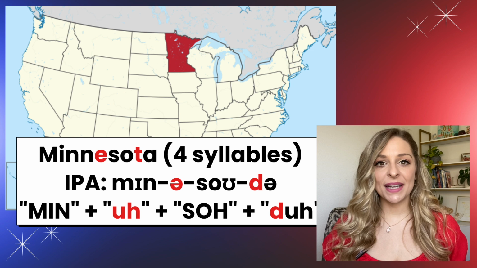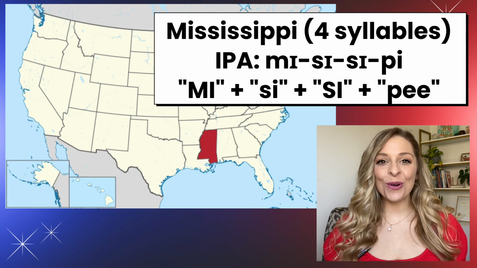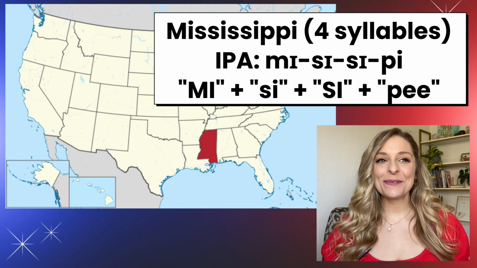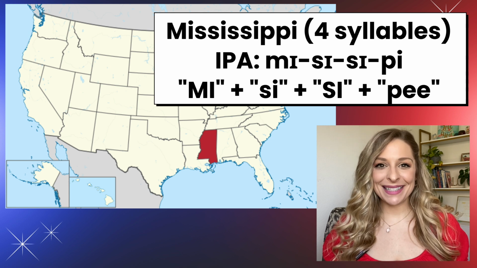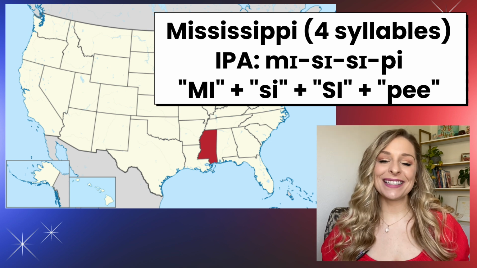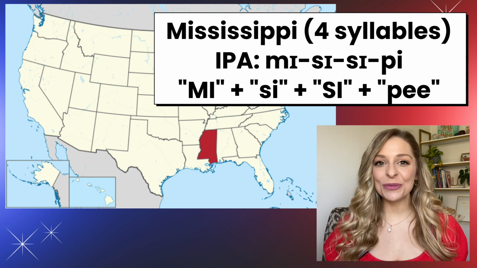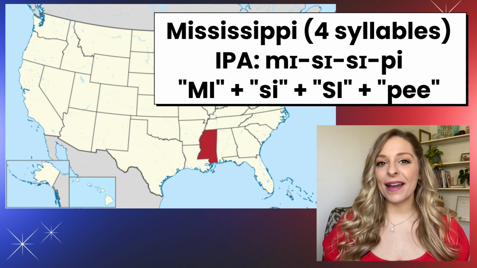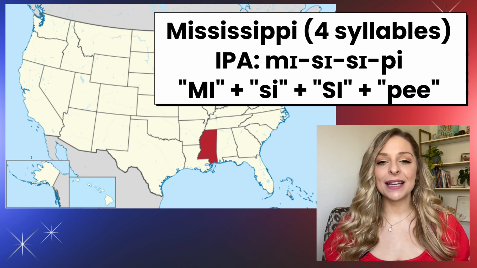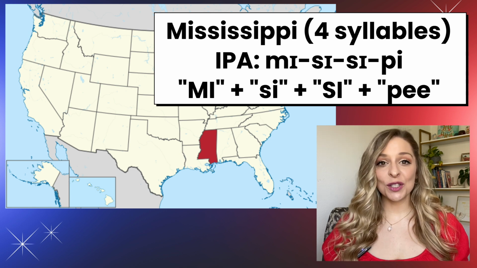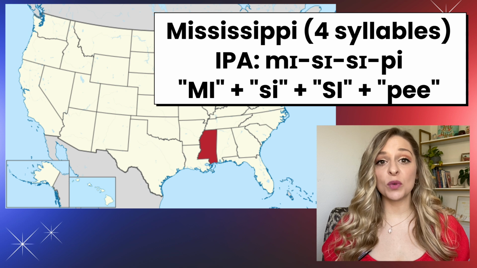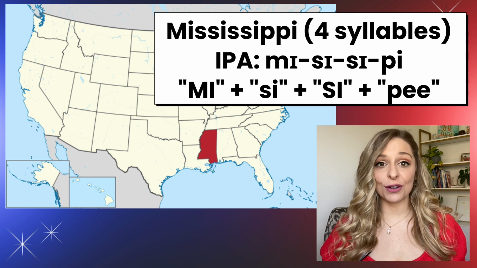Minnesota, Minnesota. Number 24, Mississippi, Mississippi. You don't know how many times I said this word to myself when trying to go over the pronunciation. This one is so funny with all the S's and the P's and the I's, but let me break it down for you. This word has four syllables and we stress the first and the third syllables.